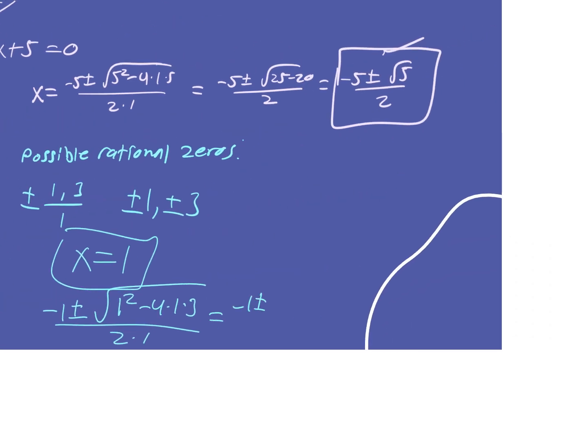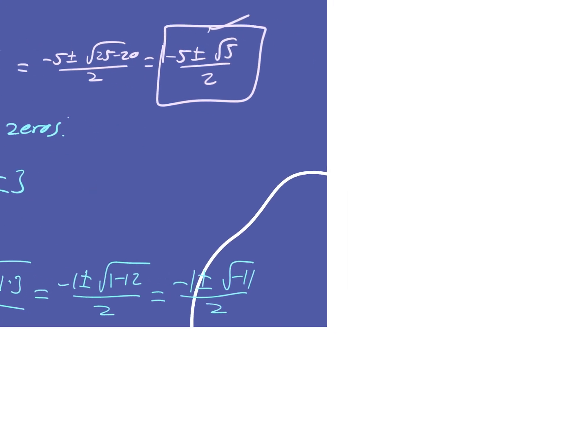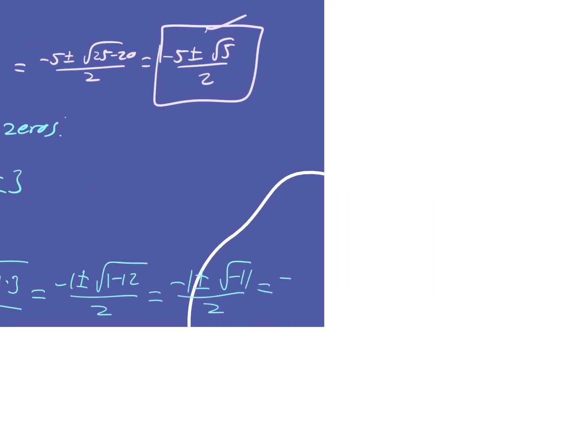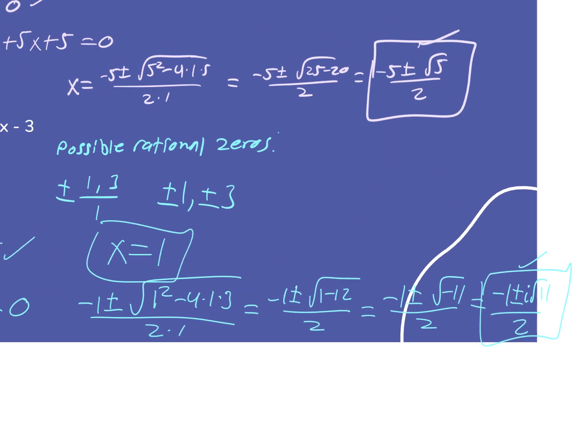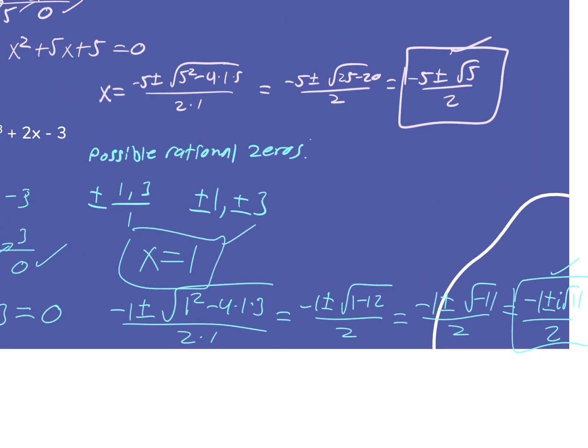We get negative 1 plus or minus the square root of 1 minus 12 over 2. And this gets us negative 1 plus or minus the square root of negative 11 over 2. And then if there's a negative under the radical, take out an i. We get negative 1 plus or minus i root 11 over 2. All right, and those are your 2 other solutions. So we get 2 solutions there, and we had 1 real solution that we found at the beginning.